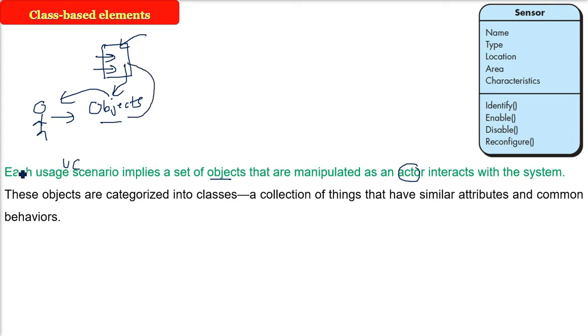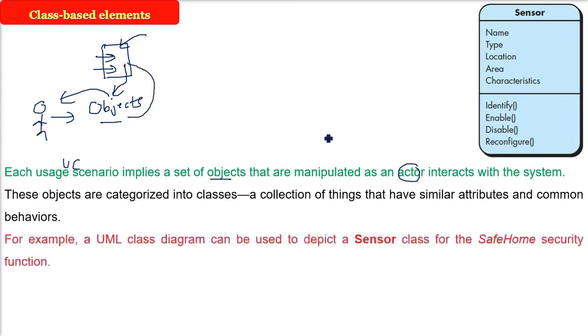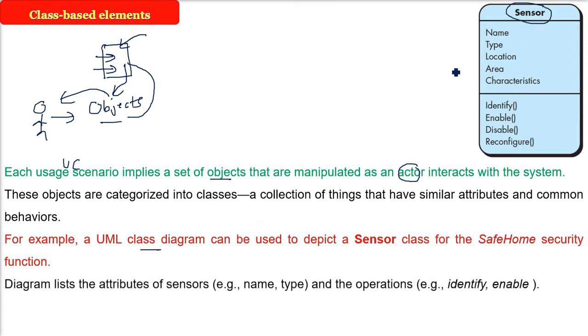So basically we are talking about the variables and functions. In a UML class diagram, which I showed you here, on the right top, you see the sensor class. A UML class diagram can be used to depict a sensor class. If you take that same example of SafeHome, this is a sensor. The diagram is basically this list. The first list you see, those are the attributes.